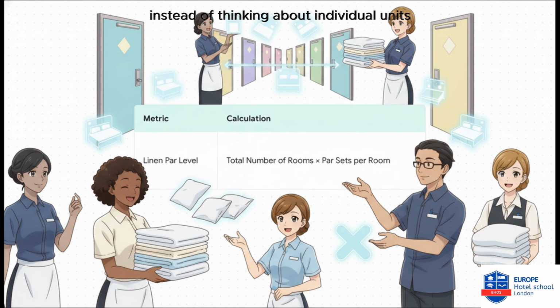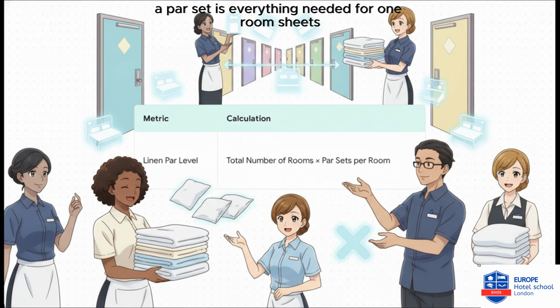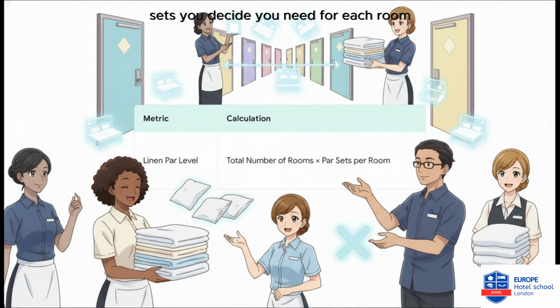Instead of thinking about individual units, we think in terms of PAR sets. A PAR set is everything needed for one room: sheets, pillowcases, towels, the whole shebang. The formula is simply your total number of rooms multiplied by how many PAR sets you decide you need for each room. And trust me, for luxury hotels, this number is always higher to guarantee that seamless service.